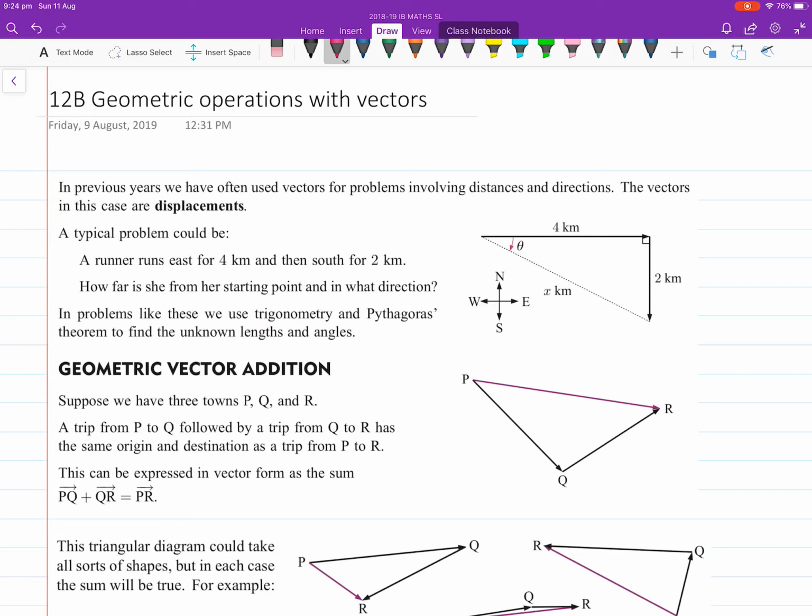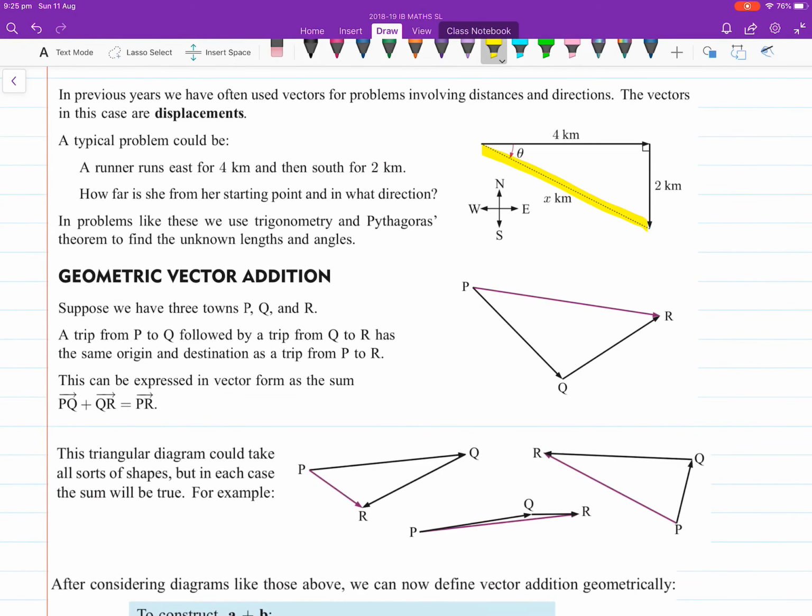So this is where we're going to be looking at geometric operations with vectors. So, adding, multiplying, subtracting, etc. In the past we have worked out the displacement by using Pythagoras' theorem or trigonometry. So in this example above, if I wanted to find that x kilometers here, we would do Pythagoras, or we would use SOHCAHTOA. But now we can do geometric vector addition.